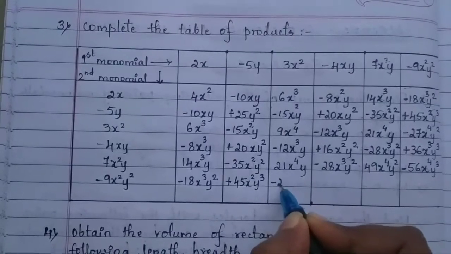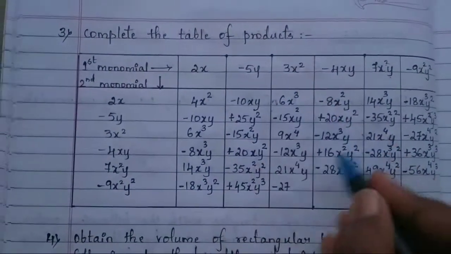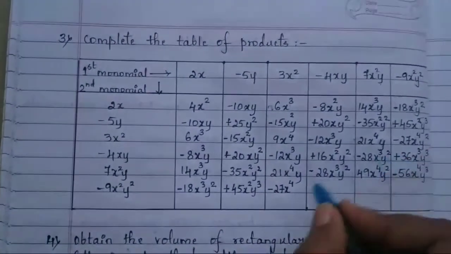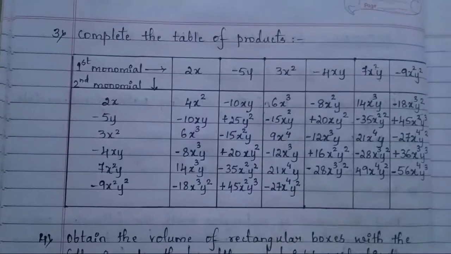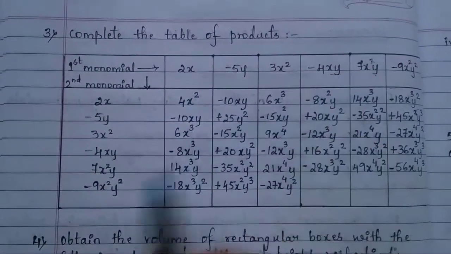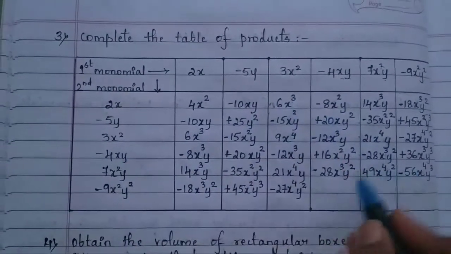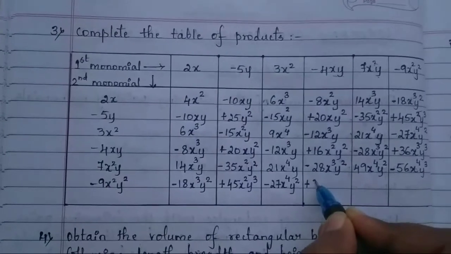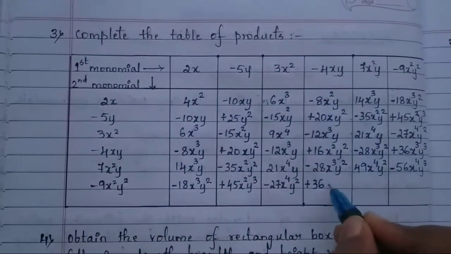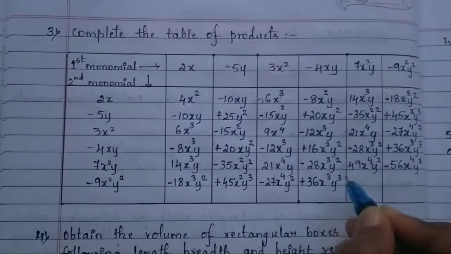9 3s are 27, and x square into x square will become x to the power of 4, and y square will be as it is. Next, moving on to the next one, minus 4xy and minus 9x square y square. Minus into minus will become plus. 9 4s are 36, and x square into x will become x cube and y square into y will become y cube.